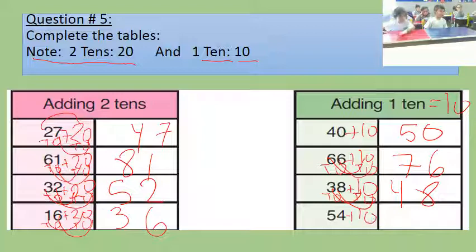54 plus 10. What? Tens? Ten. Ten. Ones. Tens? Ten. 4 plus 0? 4. 5 plus 1? 6. 64. Four. Good job.